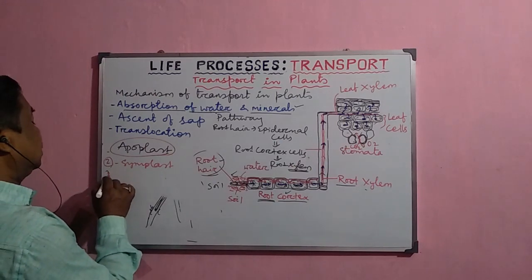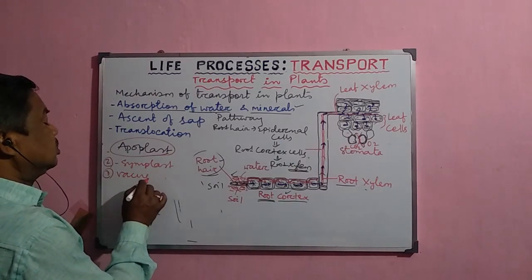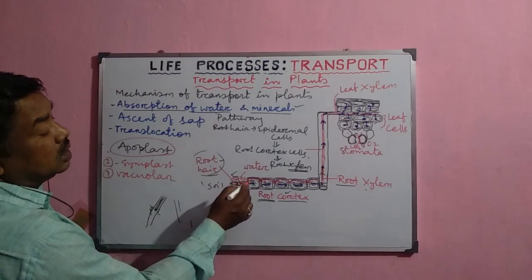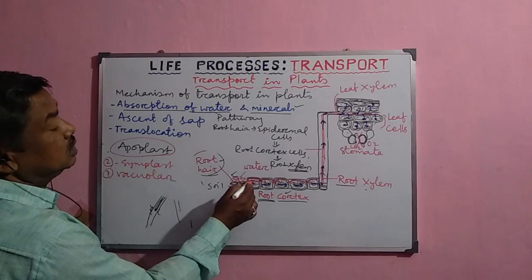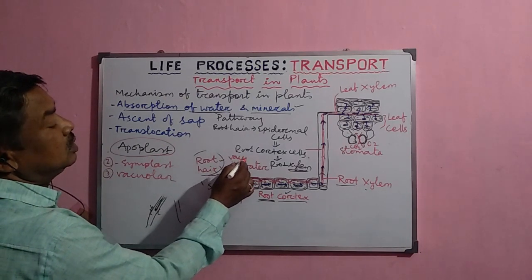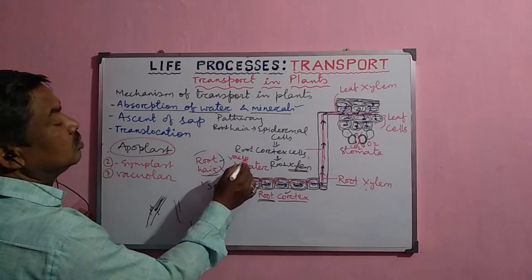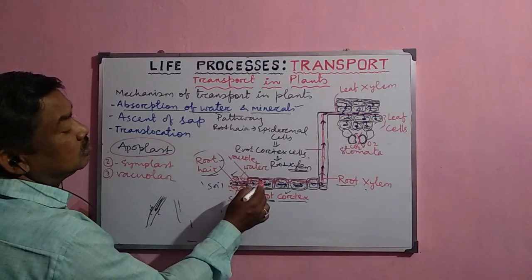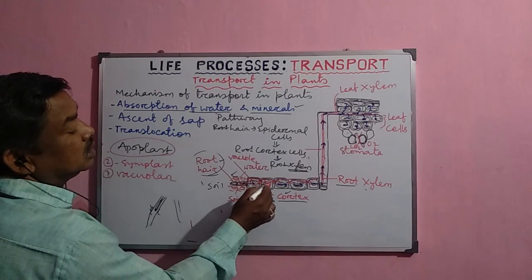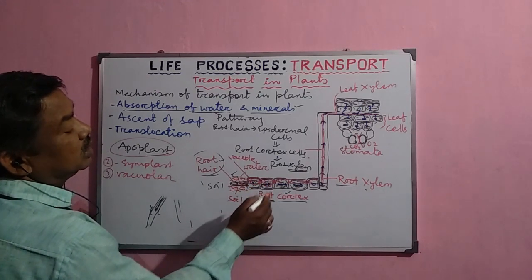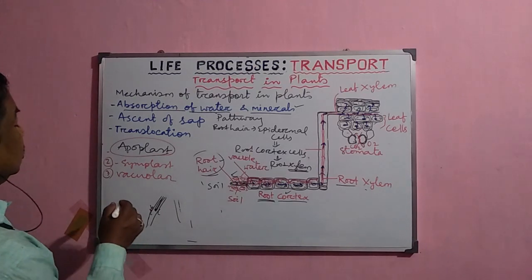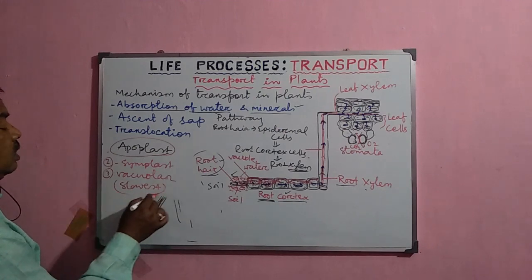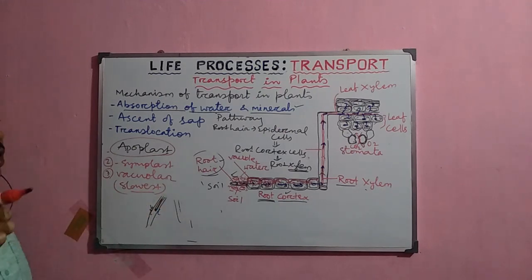Now, the third one is called the vacuolar pathway. In some cases, the water enters from the root hair to the cytoplasm, then to the vacuole, which is present here at the center. From one vacuole it comes out through the cytoplasm to the next cell, and from the next cell it enters the vacuole, and from the vacuole comes out. That is why this is the slowest pathway, because the movement of the water and minerals is very slow.